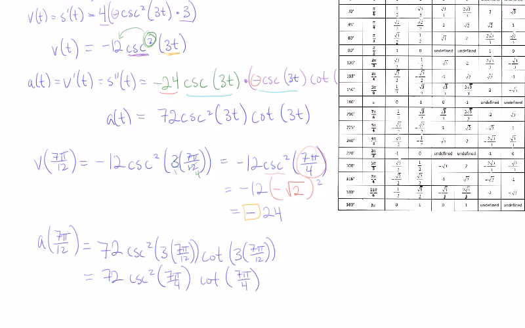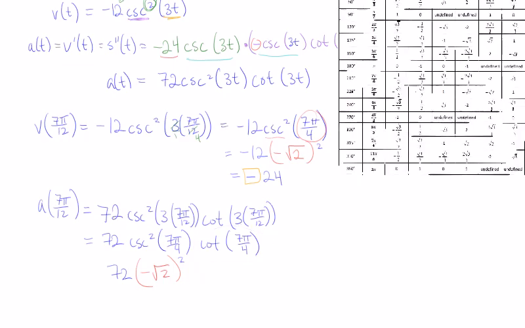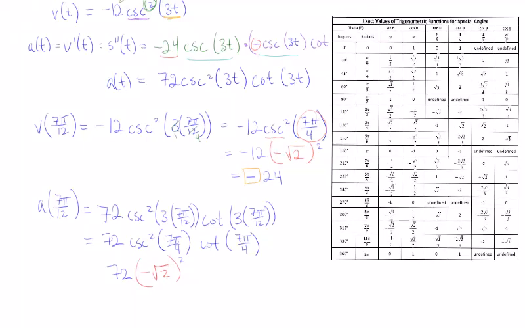Okay, so just like before, we already found this, right? This was negative root 2, the cosecant of 7 pi over 4, and then we're going to square it. 72 is still there. So now we just need to find cotangent of 7 pi over 4. Cotangent is right here, and 7 pi over 4 is right here. So that's going to be negative 1. So I'm going to plug in negative 1 for that. This time we're not squaring it because there's no exponent here. So we just have negative 1 times that. Now when we multiply these together, this will be a positive times a negative, and so we see our answer is going to be negative.